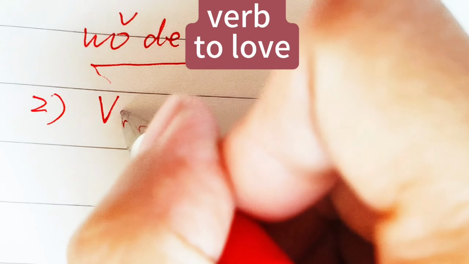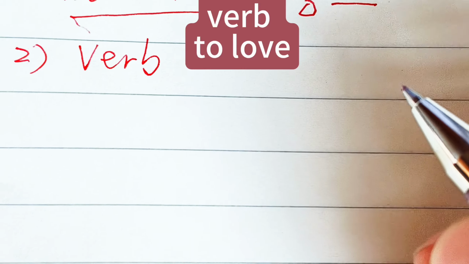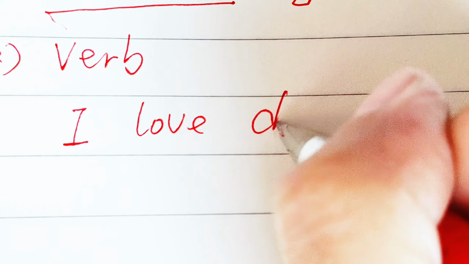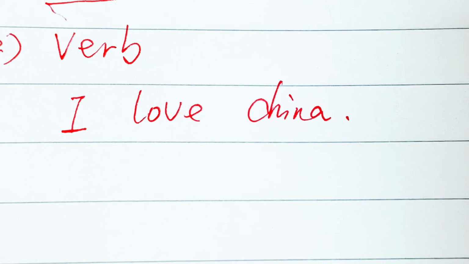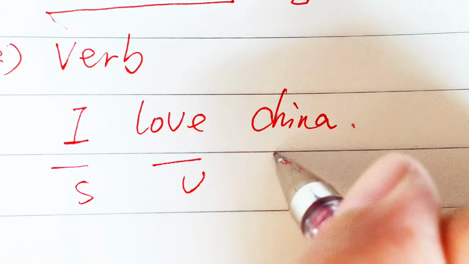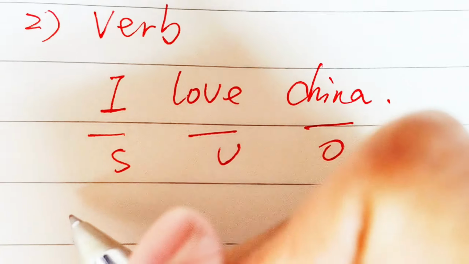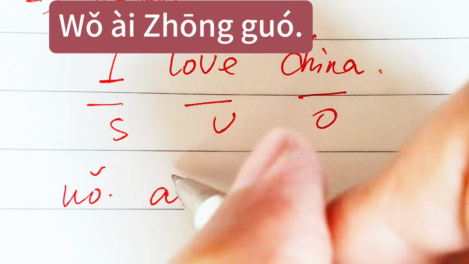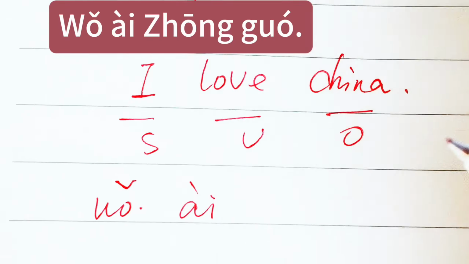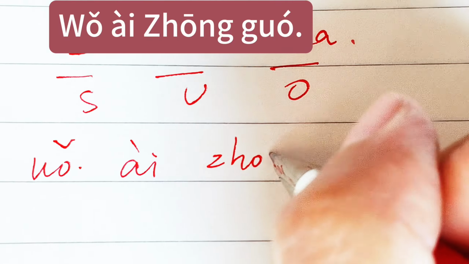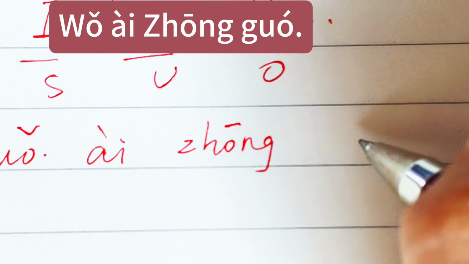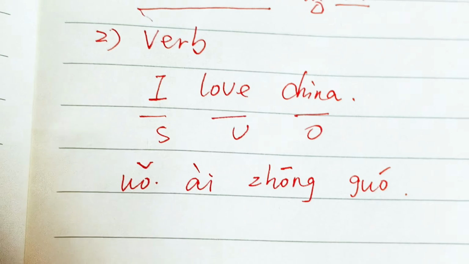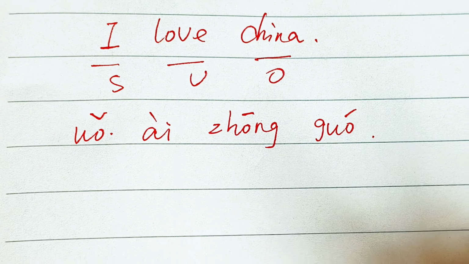So let's see the second usage. Yeah, 爱 can be a verb, which means to love. For example, I love China. You see, this is the basic structure: subject, verb, object. I, 我, love, 爱, verb, China. 我爱中国, right? Yeah, so this is the first usage of the verb.